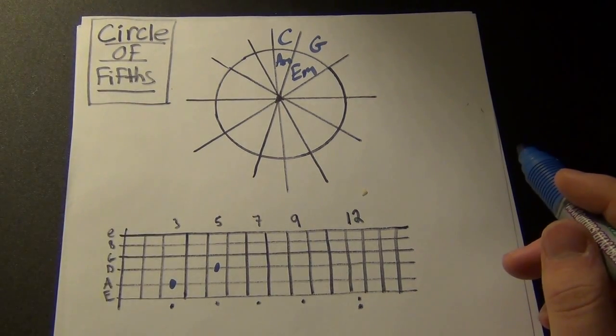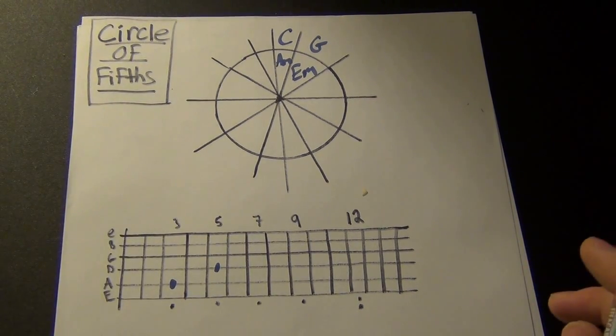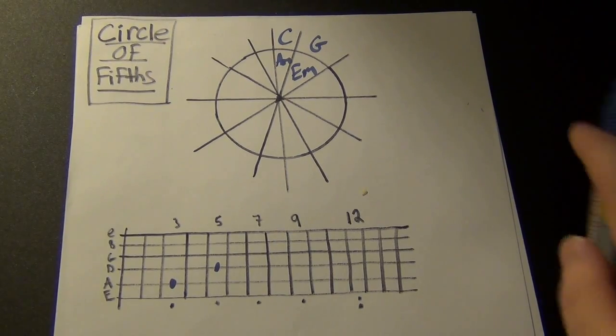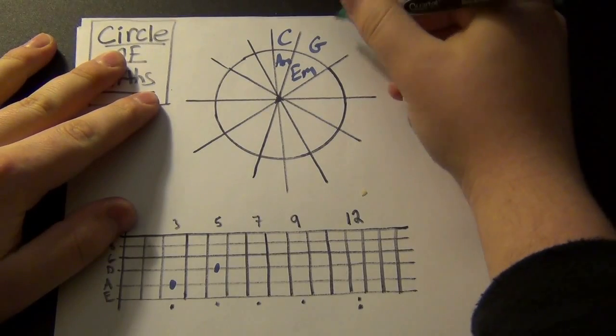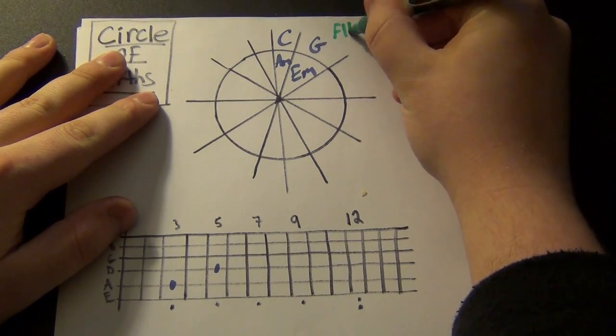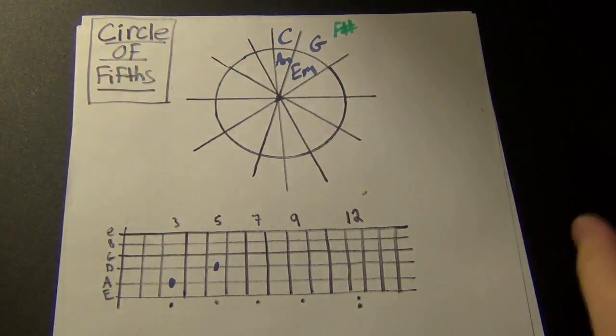So I should probably grab another color marker here. Let's see, let's do green. This is green, right? Yes. So I'll try to fit everything on in some reasonable fashion. So F sharp is the sharp note in that key.